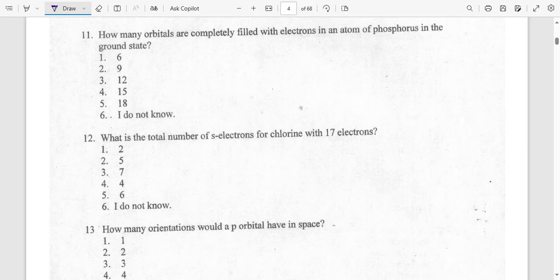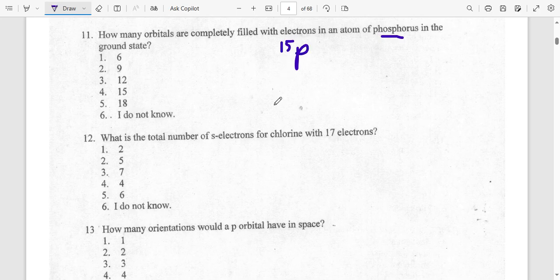All right. Next question. How many orbitals are completely filled with electrons in an atom of phosphorus in the ground state? For you to be able to answer this, you need to know the atomic number of phosphorus. Let me just find out. The atomic number of phosphorus is 15.